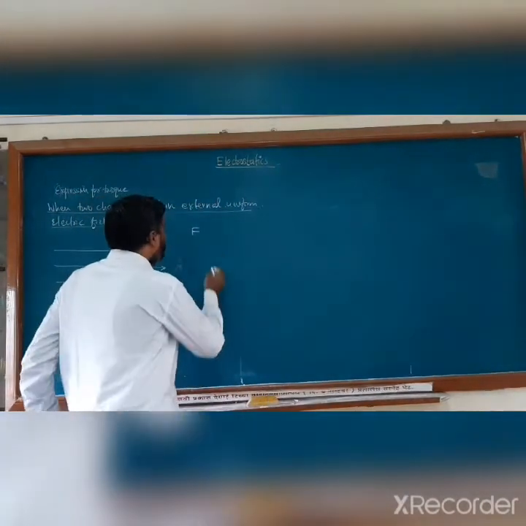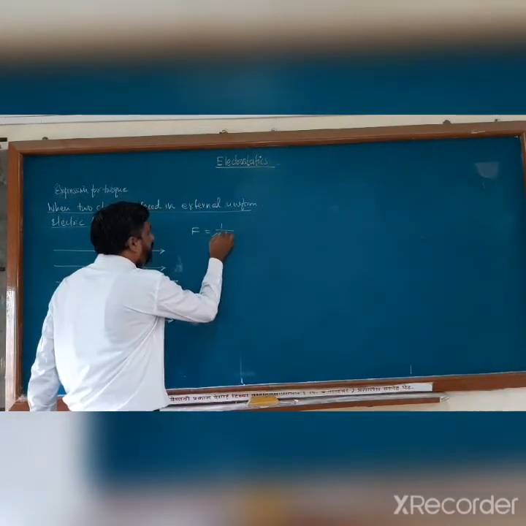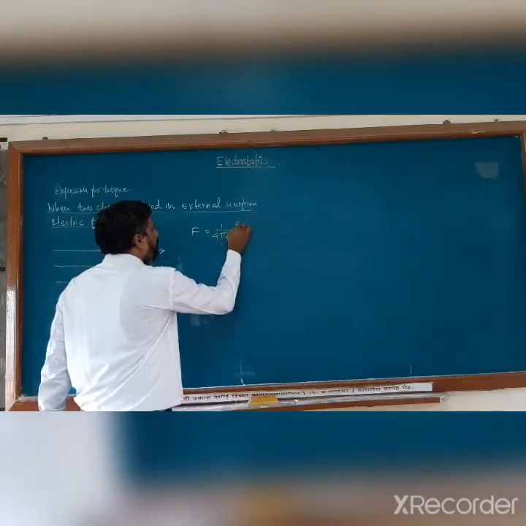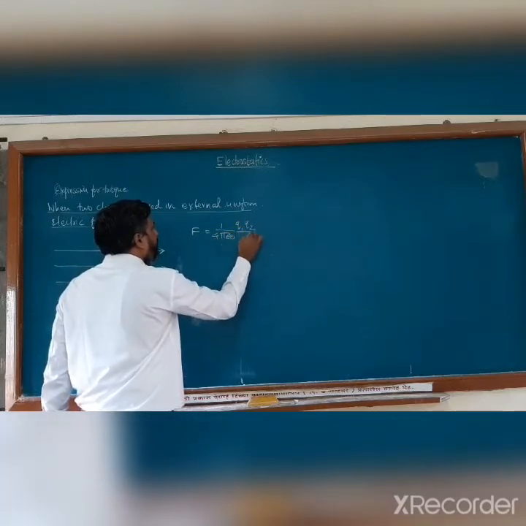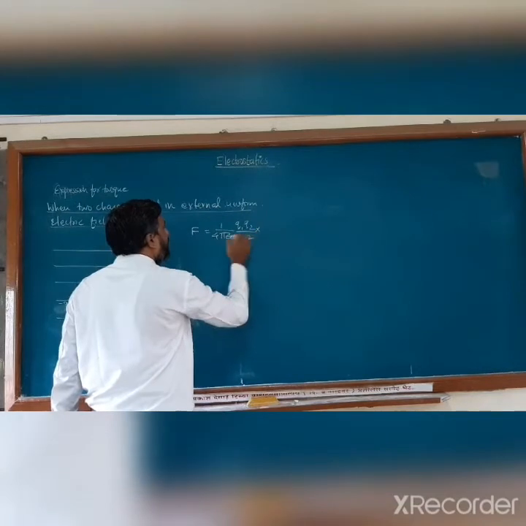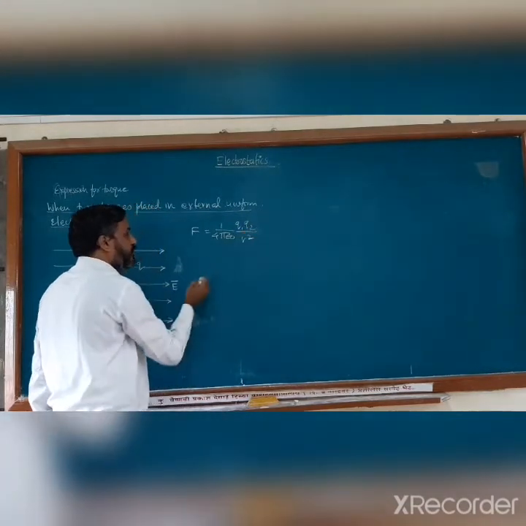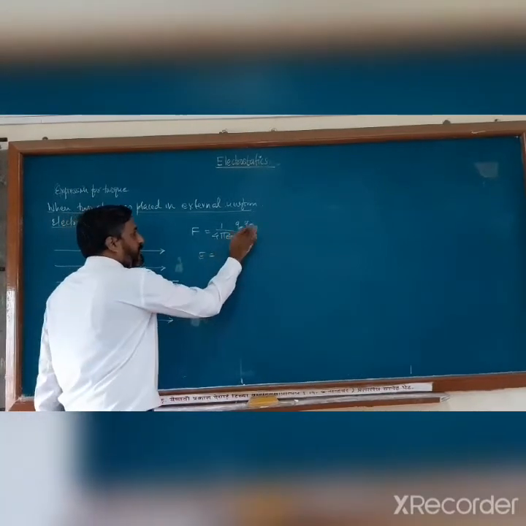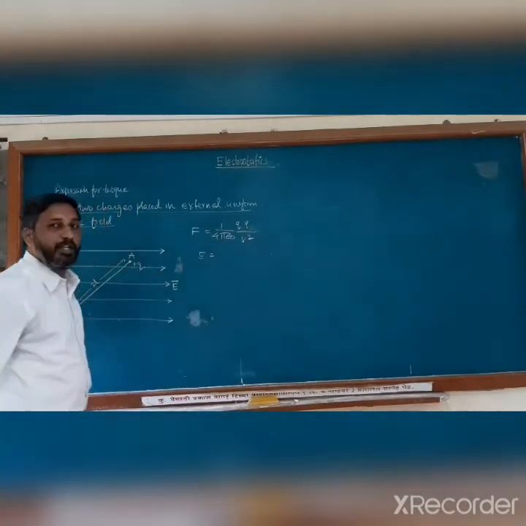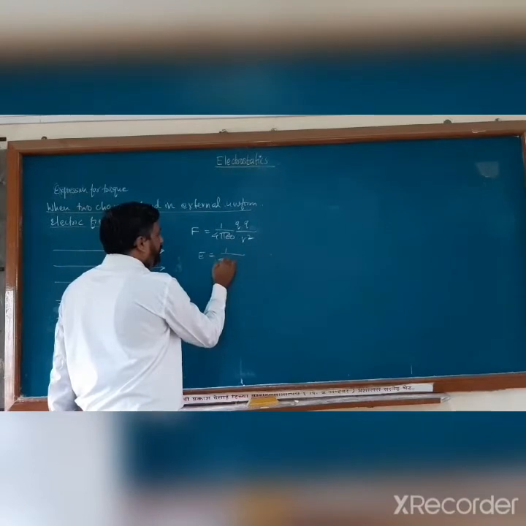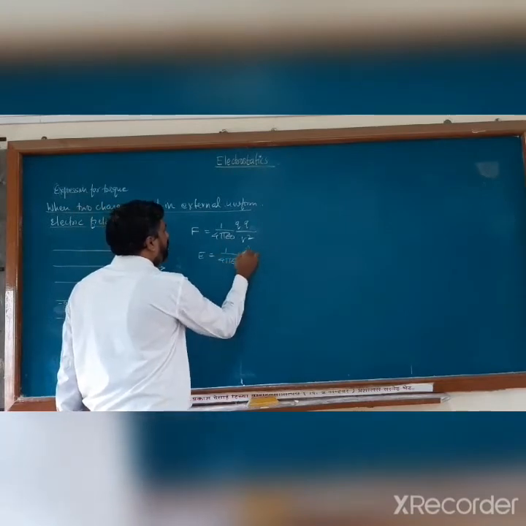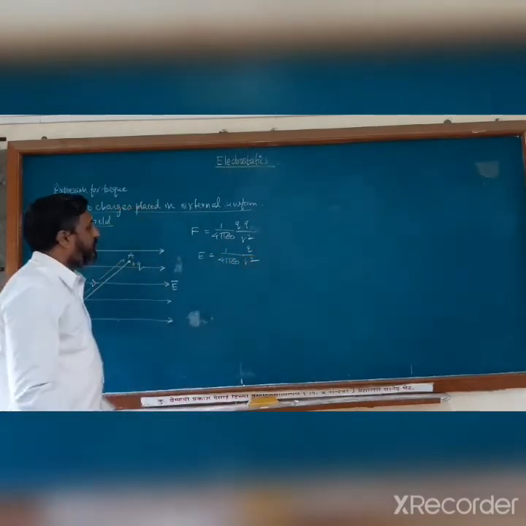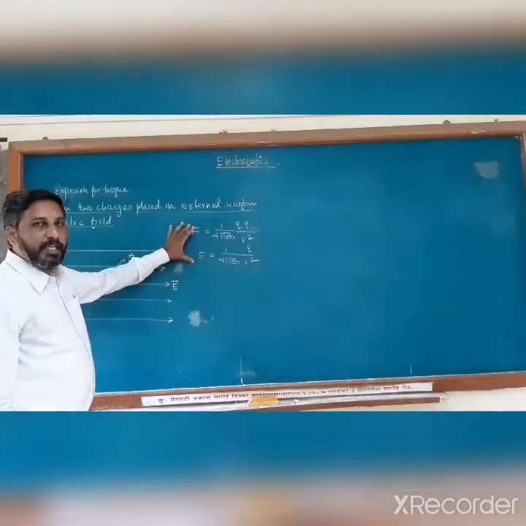So electrostatic force is given by the simple formula 1 by 4 pi epsilon 0, product of two charges, divided by the square of the distance. This is the formula for force here. And the electric intensity is given by, I am expressing the charges as Q and Q, 1 upon 4 pi epsilon 0 Q by R square. Observe both the formulae very carefully.